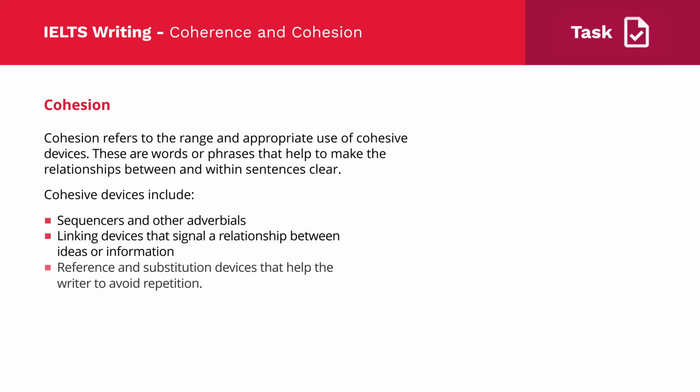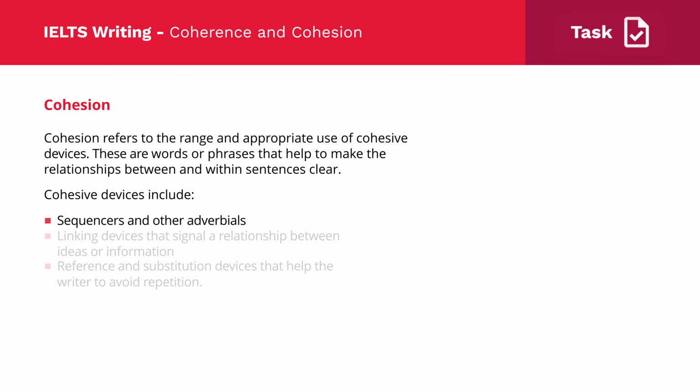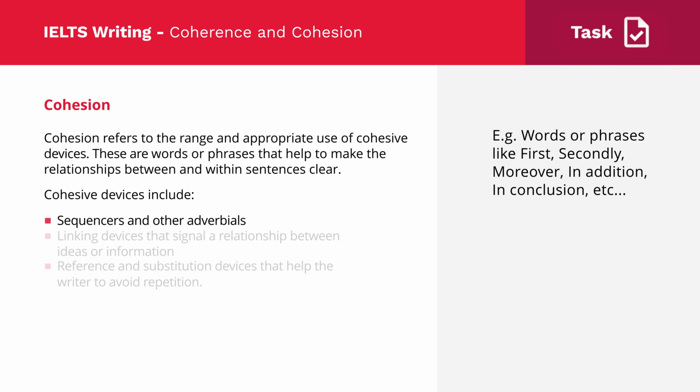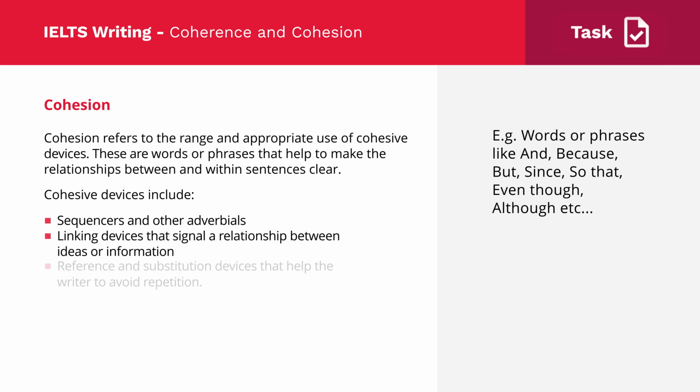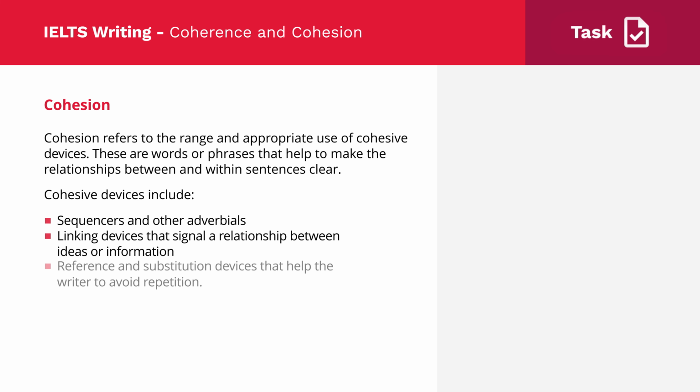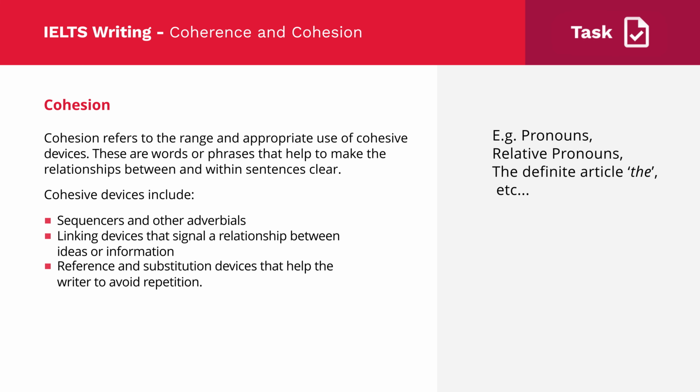Cohesive devices include sequences and other adverbials, for example, words or phrases like first, secondly, moreover, in addition, in conclusion, etc. Linking devices that signal a relationship between ideas or information, words or phrases like and, because, but, since, so that, even though, although, etc. Reference and substitution devices that help the writer to avoid repetition. For example, pronouns, relative pronouns, the definite article, the, etc.